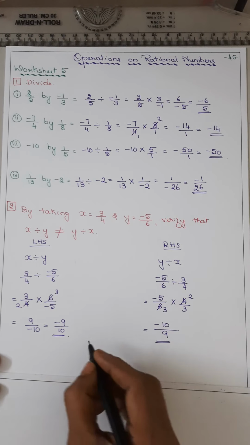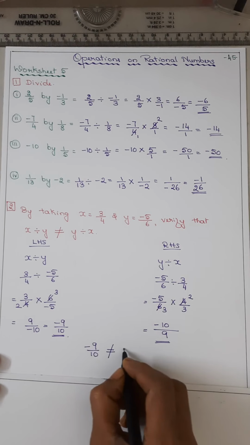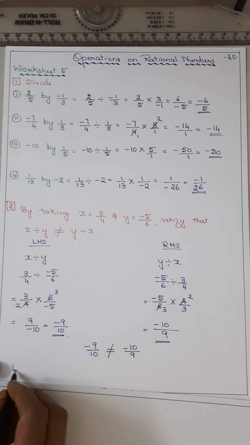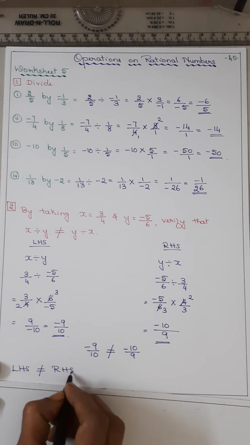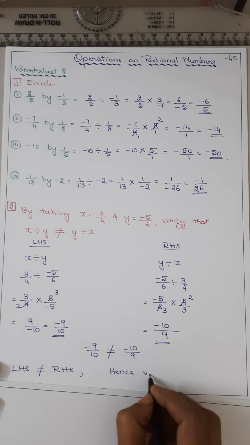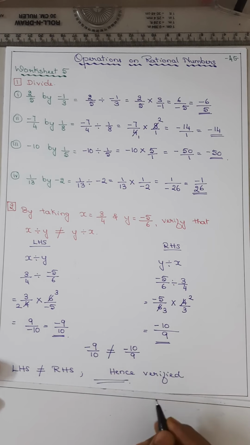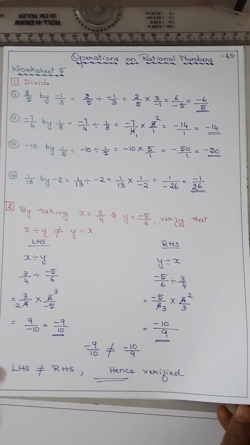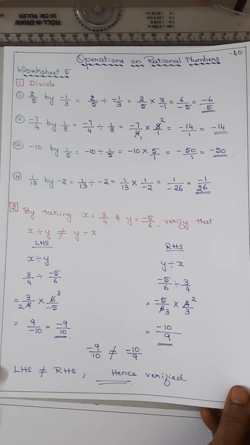So minus 9 by 10 is not equal to minus 10 by 9. That means LHS is not equal to RHS. Hence verified. So the commutative property does not hold true for division. Hope all students understood this second sum.